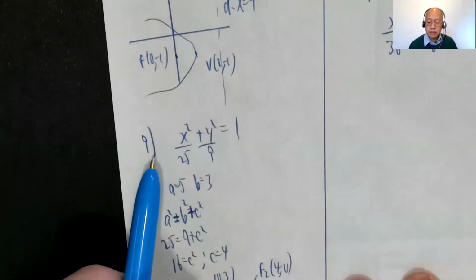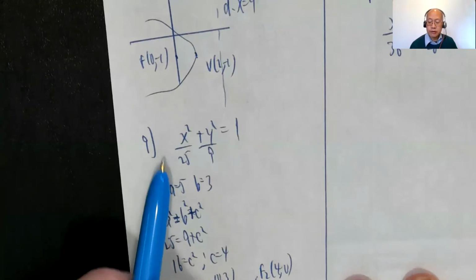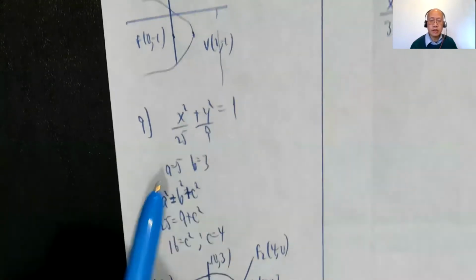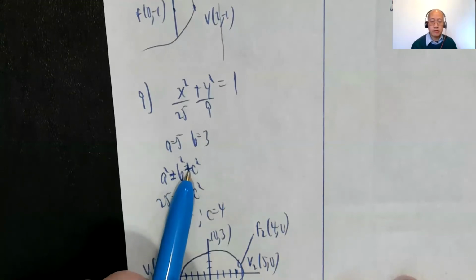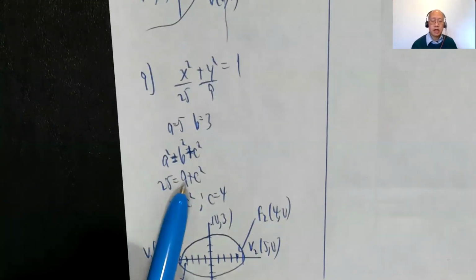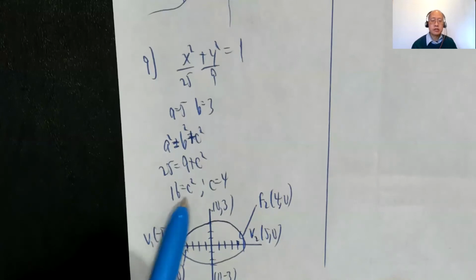Number 9, divide both sides by 225. x squared over 25 plus y squared over 9 equals 1. a is 5, b is 3. a squared equals b squared plus c squared. 25 equals 9 plus c squared. 16 is c squared, so c is 4.